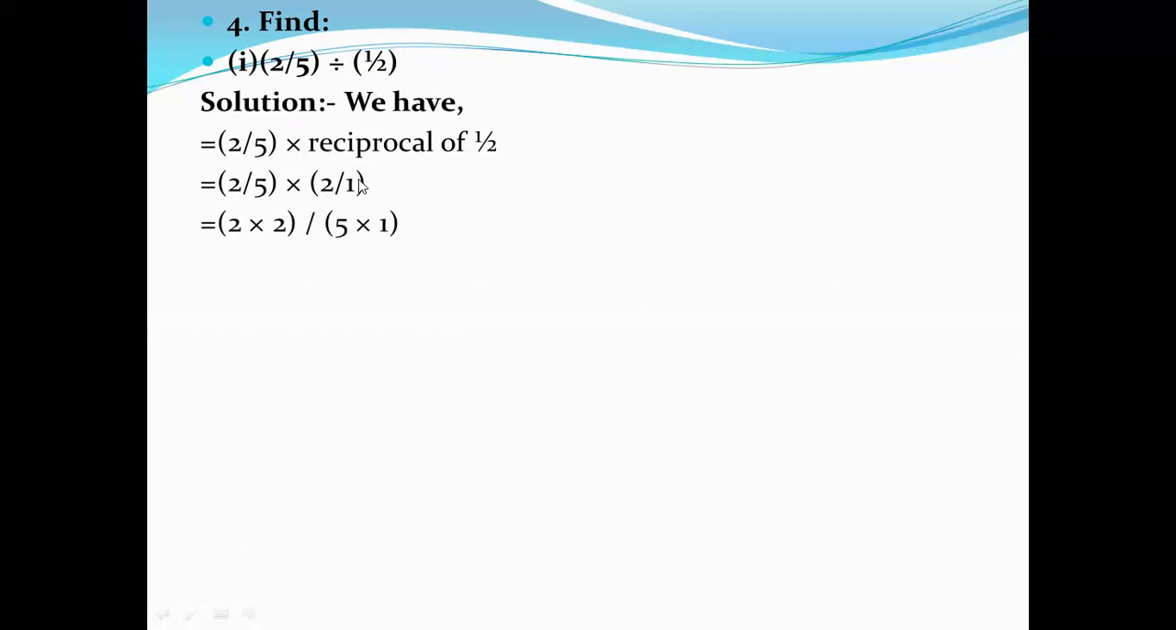So here you cannot reduce it. The numerators we multiply, 2 into 2, divided by the denominators, 5 into 1. So 2 2s are 4, 5 1s are 5. So 4 by 5 is the answer. Okay children, now see the second bit. 4 by 9 divided by 2 by 3. Now you think how you will do this problem.